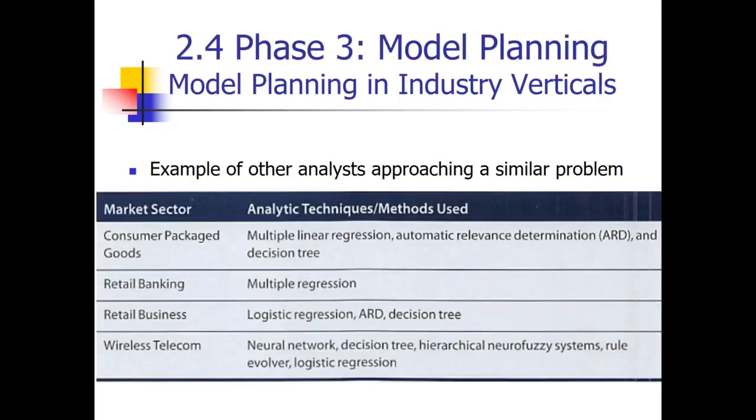Next, in model planning, generally we have to look at the market sector. For consumer packaged goods and retail banking, multiple regression is used, and retail business comes under logistic regression and decision tree algorithms. Wireless telecom services use neural network, decision tree, hierarchical, neuro fuzzy logic systems, rule evolver, and logistic regression. So these are the models used by existing domains. I hope it is clear how industry people analyze the data in different domains by using different kinds of analytics algorithms.